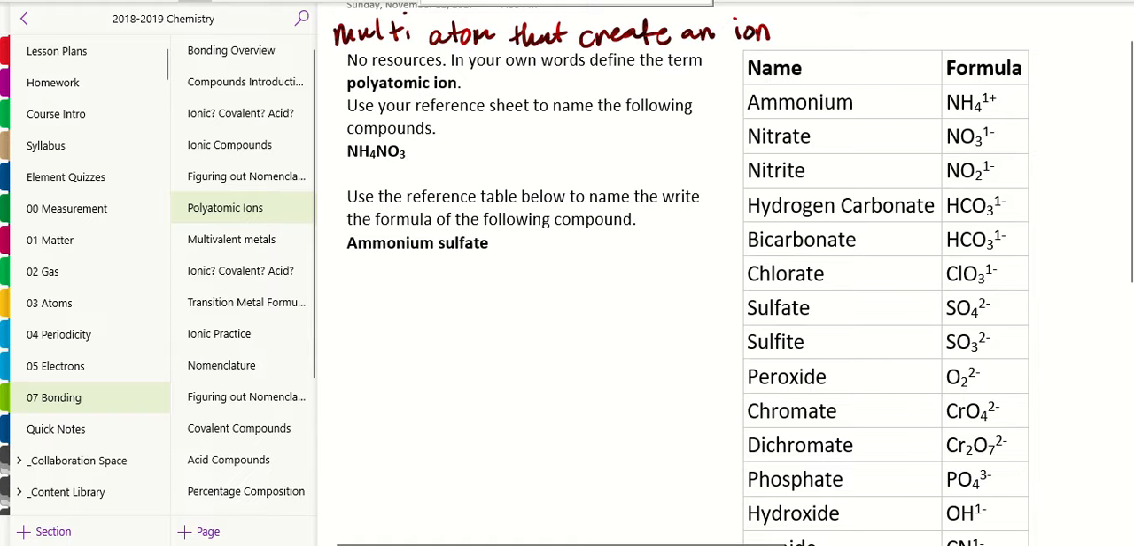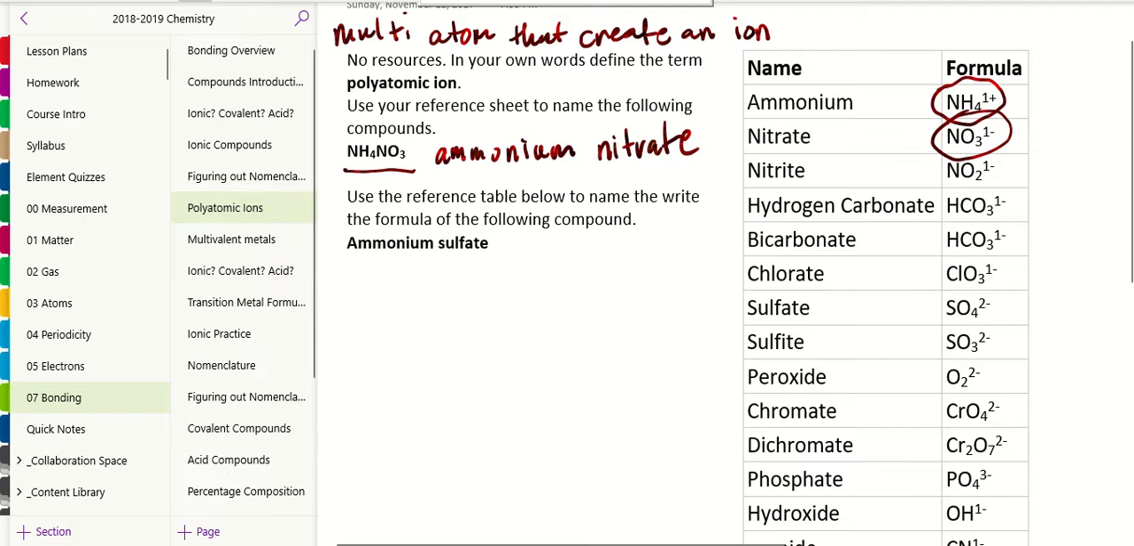So, you see where it says NH4, NO3? What is the name of that? Name your cation, name your anion. Ammonium. We see that with the NH4. And your anion is nitrate. We see that with the NO3.